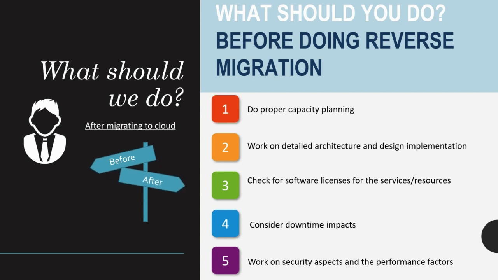Number three, ensure we have the required software licenses on premises for the services or resources offered by the cloud service provider. Number four, consider downtime impacts before implementing reverse migration. Since end users are bound to be affected, it is necessary to plan for downtime and to communicate planned outages in advance to minimize the business impact of the migration. Number five, work on security aspects and performance factors while planning for on premises migration.